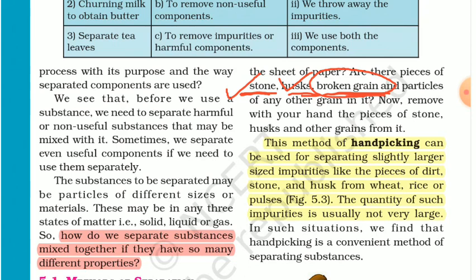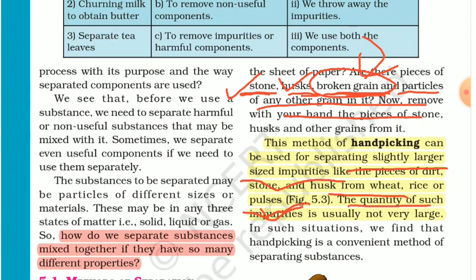So if you get a challenge to separate these broken grains from the good grains, you have to do what? You have to do some hand picking, right? So that hand picking is what? We just pick some of the broken grains with the help of a hand, and we separate them. So the method of hand picking can be used for separating what? Separating slightly larger size impurities, like pieces of dirt or stone and husk from the wheat or rice or pulses, because in our regular life we use these kinds of things.